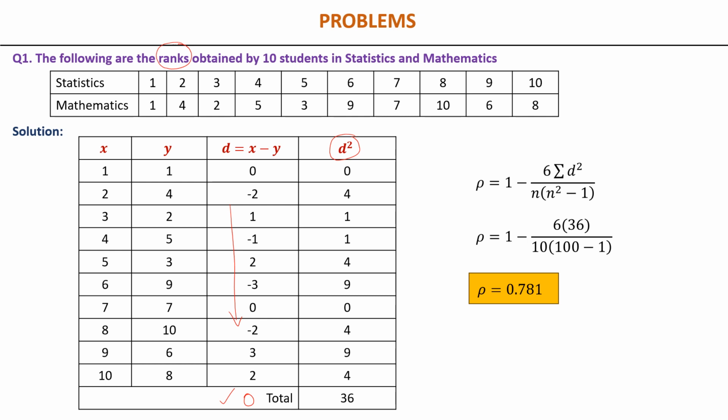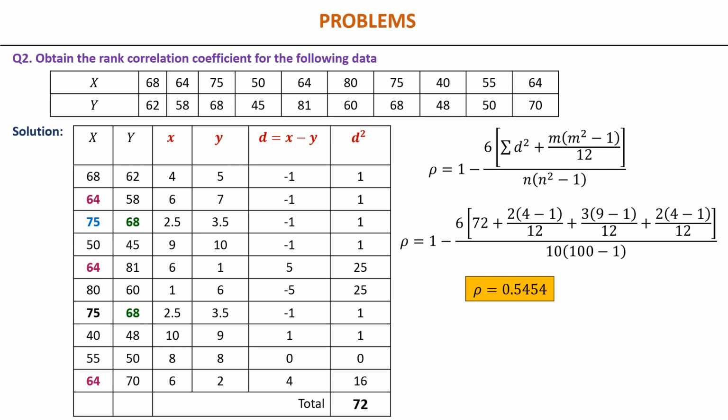Then find out d square, get the total. Sigma d square is 36 here. Now substitute it in the formula. So in place of sigma d square, you're substituting 36. There are 10 observations. So when you simplify, your correlation coefficient for these two subjects is 0.781. So the first problem that we saw was non-repeating ranks or marks.